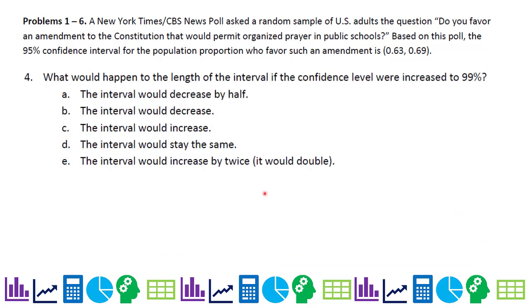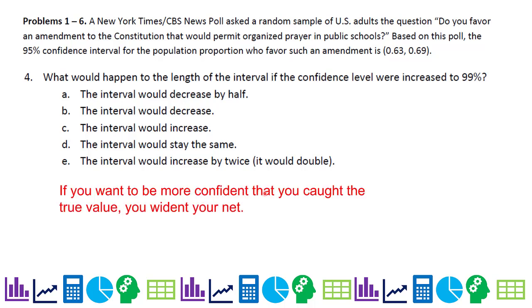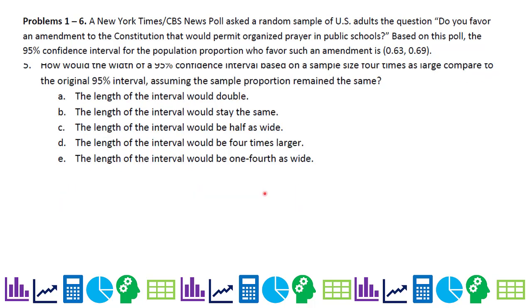What would happen to the length of the interval if the confidence level were increased to 99%? Well, if you want to be more confident that you caught the true value, you widen your net, and that means your interval would increase. So number 4, pretty straightforward. C is the correct answer.